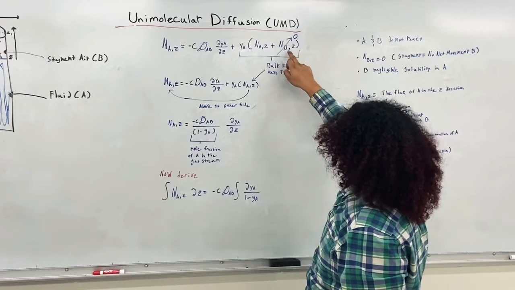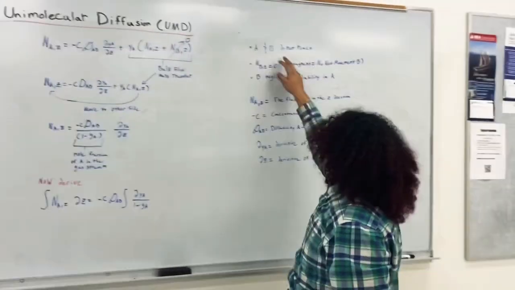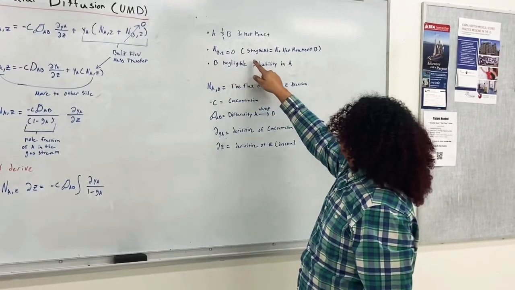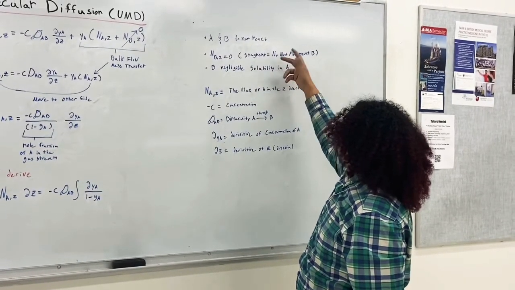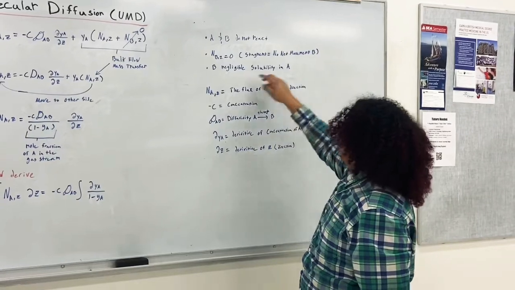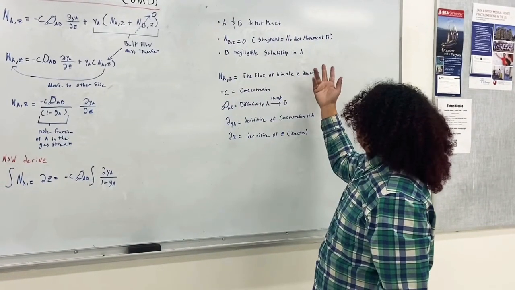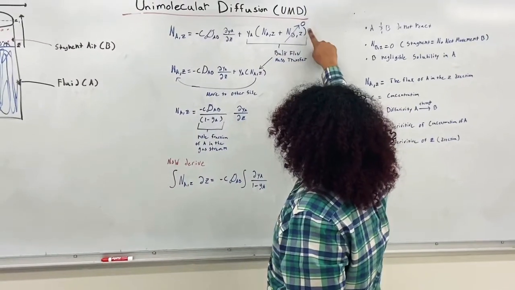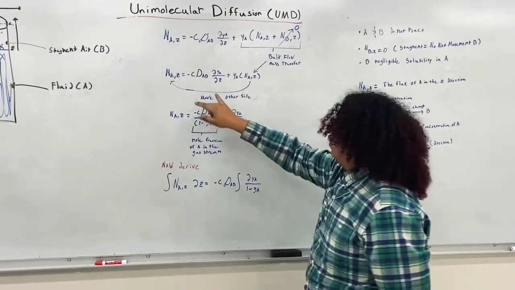But as you can see here, I crossed it out because A and B do not react. So NBZ is 0, which means it's stagnant, with no net movement of B, and B has negligible solubility into A. So with that being said, I crossed it out, and then we're left with this equation.